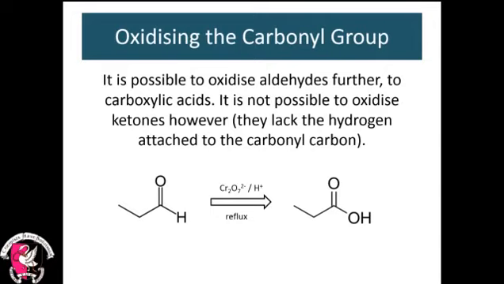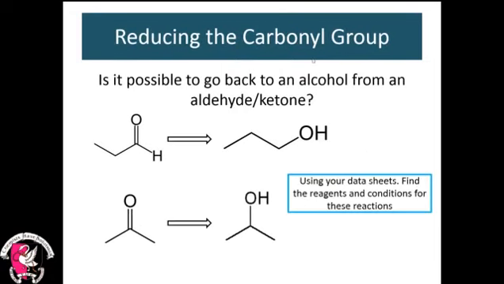So if we did distill off our aldehyde, but then we wanted to oxidize it further to get our carboxylic acid, we just use acidified dichromate under reflux again to do that, to get our carboxylic acid. So the opposite then of oxidizing. So we have reducing the carbonyl group.